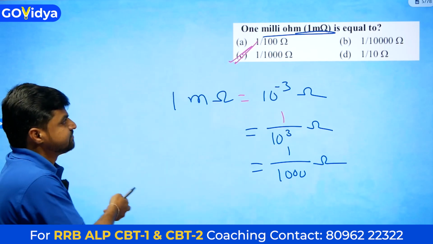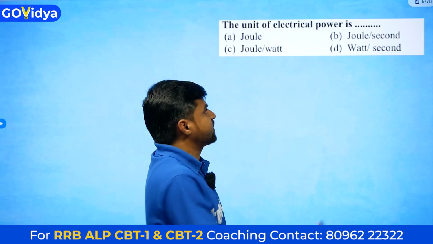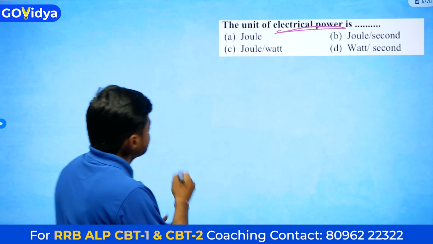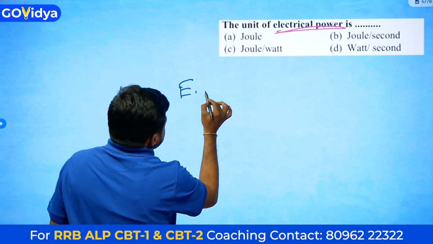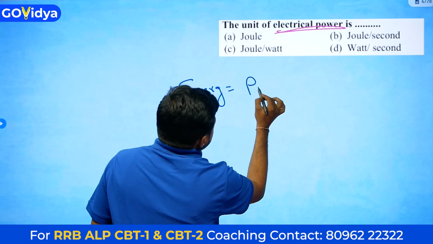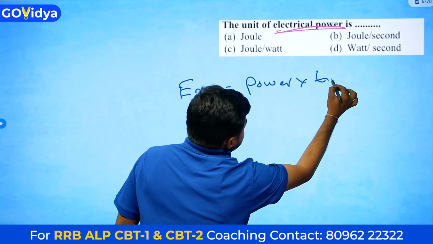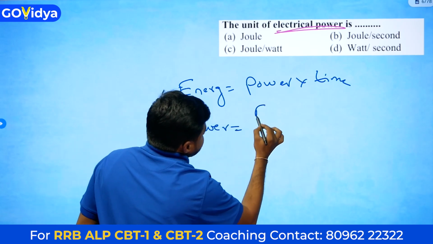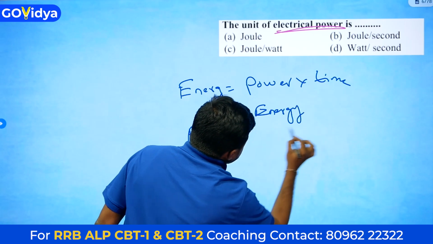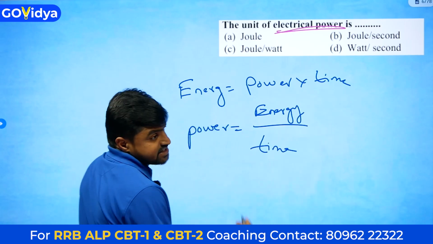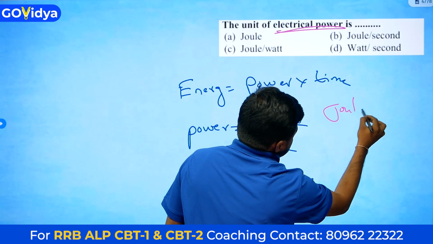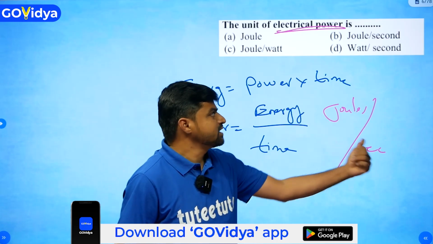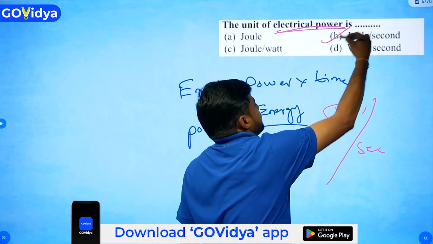Okay, next question, the unit of electrical power is... We have energy formula. Energy is equal to power into time. From this equation we can write power is equal to energy by time. The unit of energy is joules. The unit of time is second. The unit of power is joule per second. From the options, option B is the correct answer.